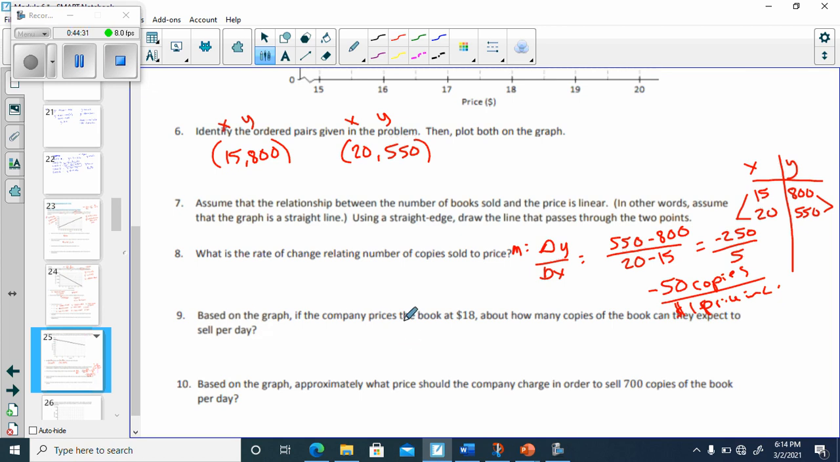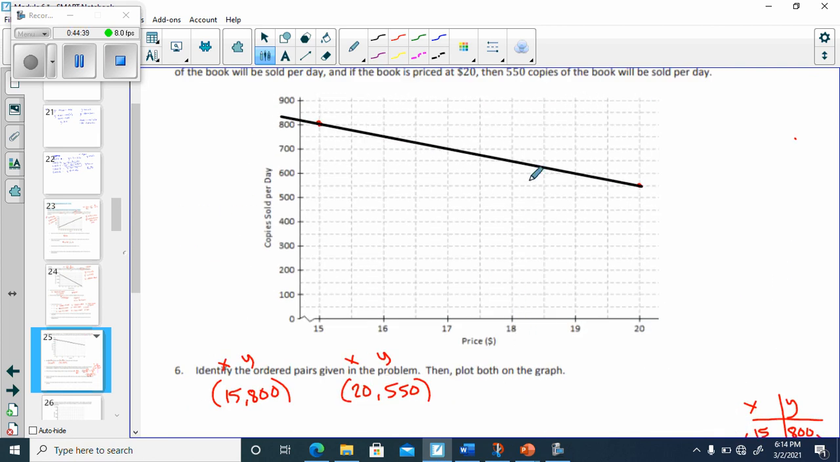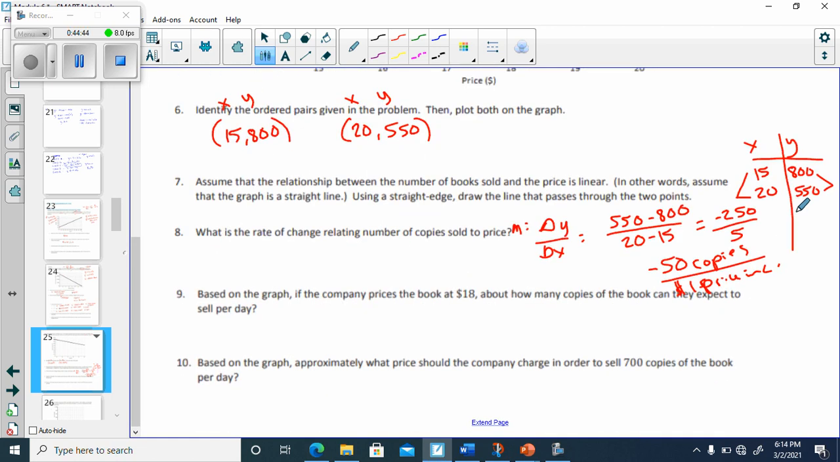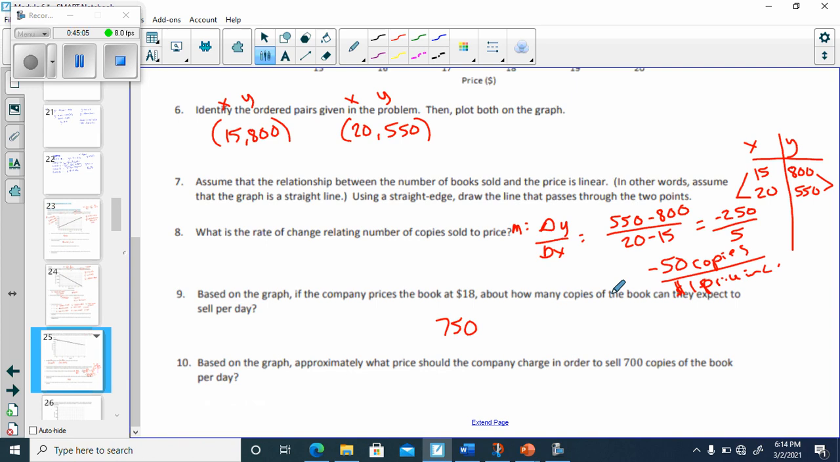Based on the graph, if the company prices the book at $18, about how many copies can they expect to sell per day? Well, at 18, it'd be about 750, right? Okay. About 750. Based on the graph, approximately what price should the company charge in order to sell 700 books per day? Well, if I want to sell 700 books per day, I probably should sell the book for $17 a copy, right? Okay. So you can look at the chart and find those answers.